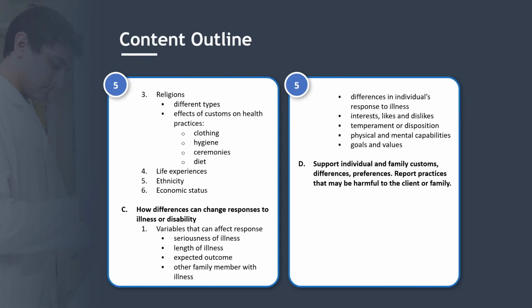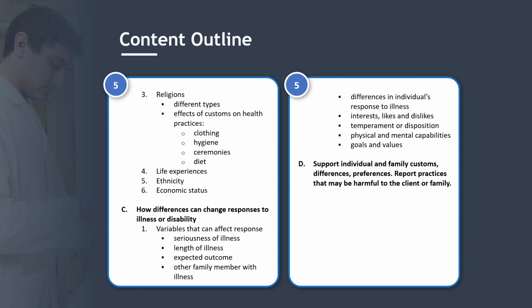Religions. Different types. Effects of customs on health practices, like clothing, hygiene, ceremonies, and diet. Life experiences. Ethnicity. Economic status. C. How differences can change responses to illness or disability. Variables that can affect response.